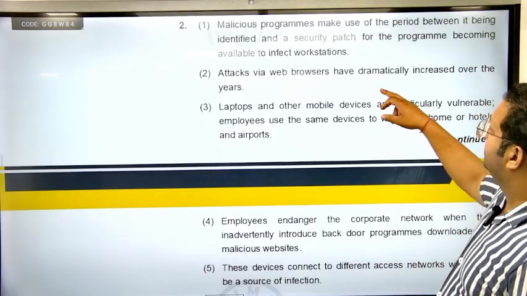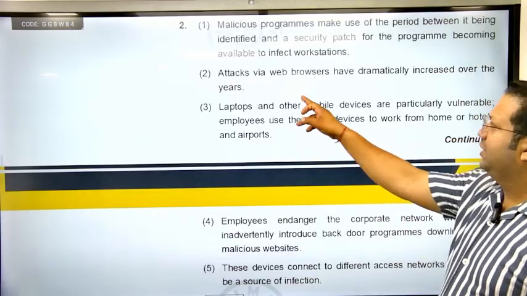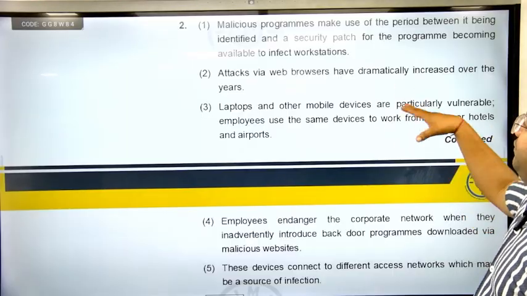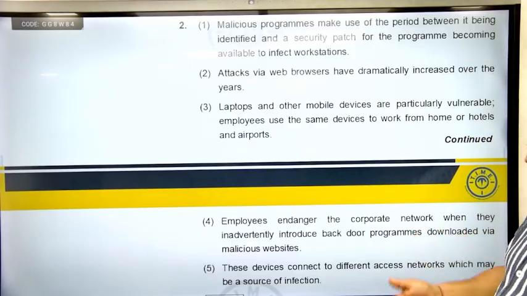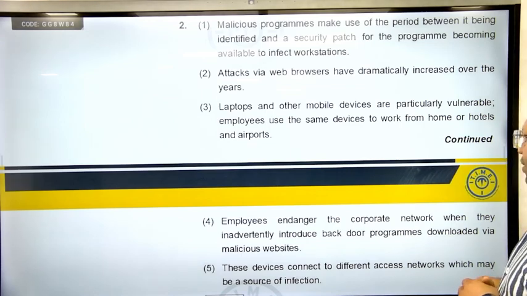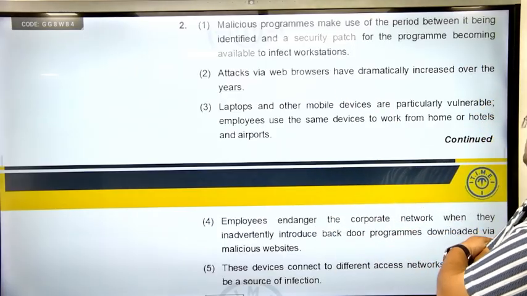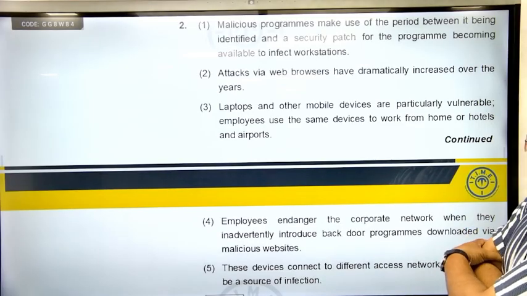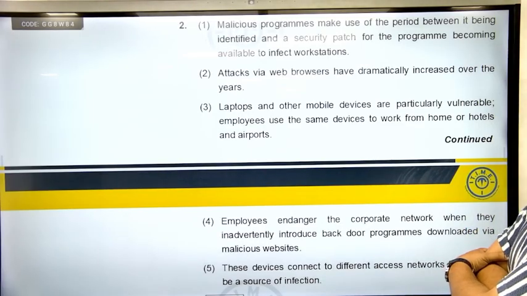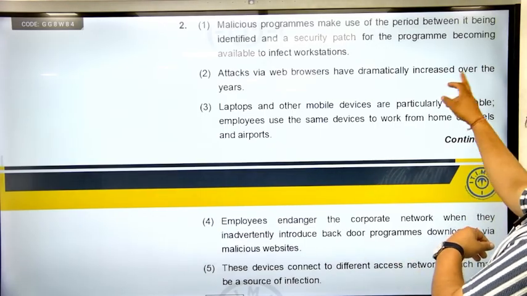So again, this is in continuation with what they are talking about, the attacks. Over here they also introduced attacks via web browsers have dramatically increased over the years. Employees endanger the corporate network when they inadvertently introduce backdoor programs downloaded via malicious websites. So again, that malicious is here. Malicious programs make use of the period between it. Second should be followed by third, then fourth, then one, no, then five. Dramatically increased over the years.